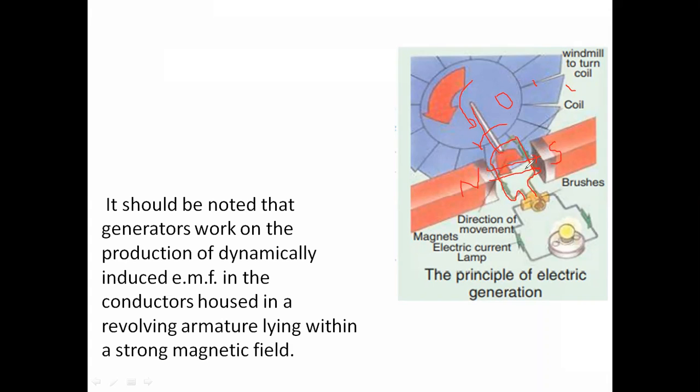Whenever the coil cuts the magnetic field, EMF will be induced in the coil, and due to that, the current will be generated. That generated EMF will be collected by using these brushes, and it will be connected to some appliance, like an electric bulb. So like this, it will generate power.